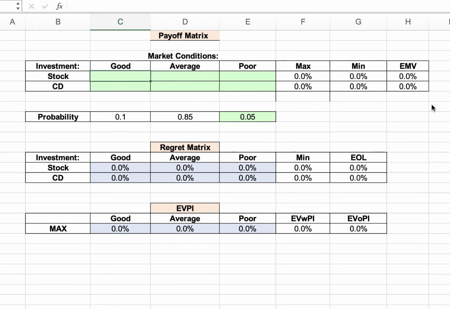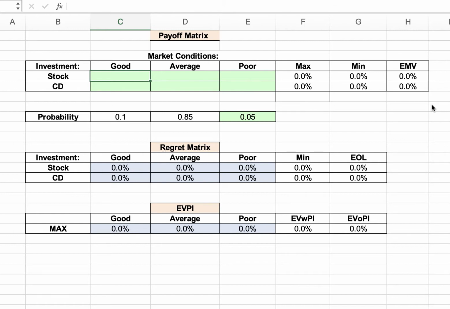Decision Analysis 1, Lesson 5. Let's work with the problems in our Lesson 5 resources. We have 3 example problems there. The first is a payoff matrix decision analysis.